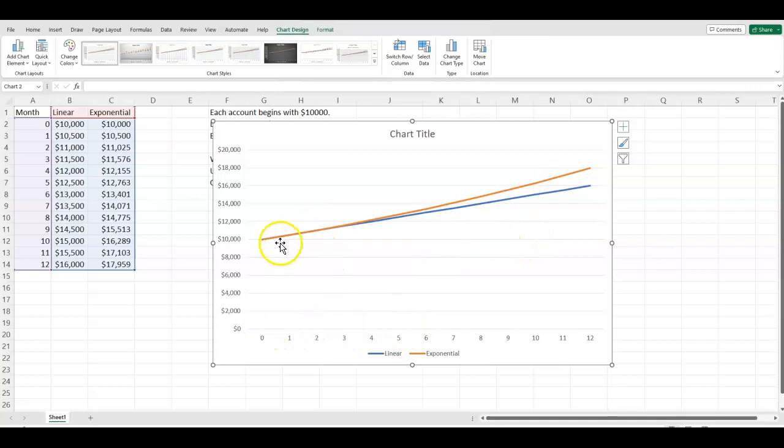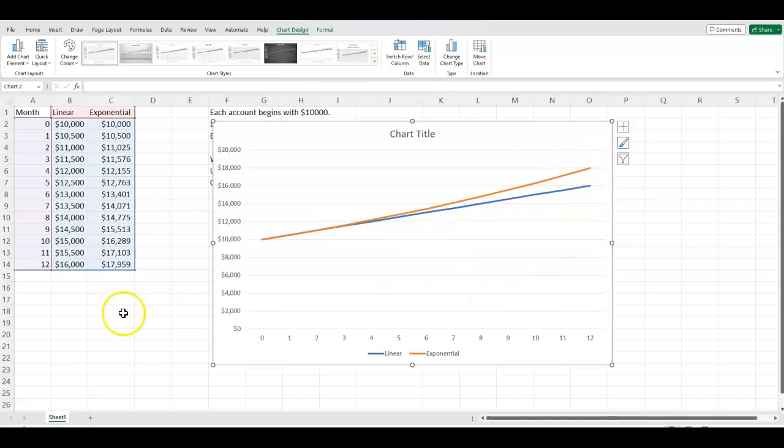But we can see that months 0, 1, and 2, there's really no differentiator between the two lines. But when we get to month 3, you can start to see that the orange line is above the blue. And then as we move to the right, we get more separation. And this would just continue.